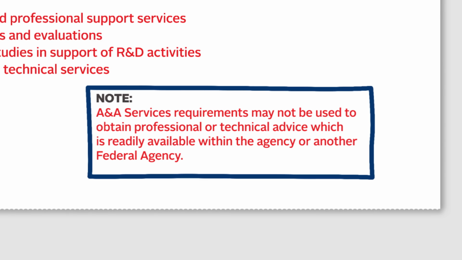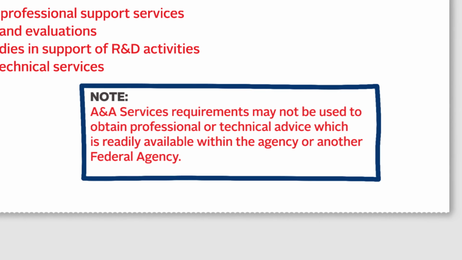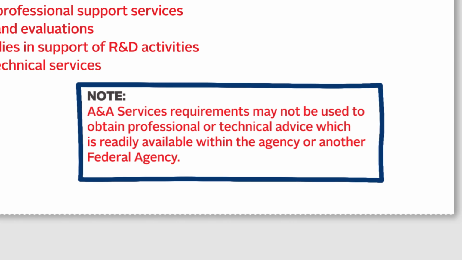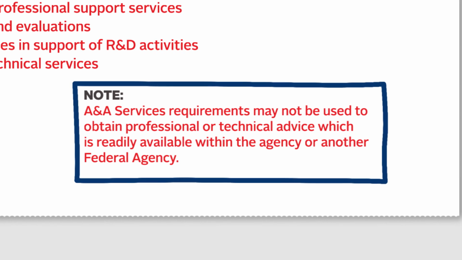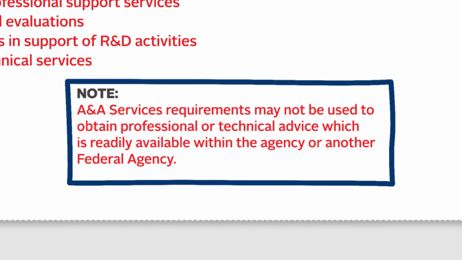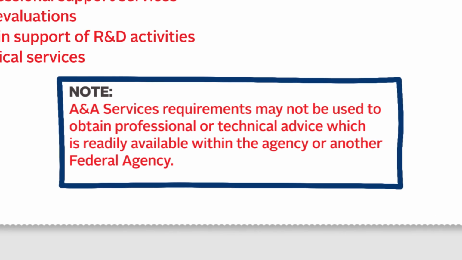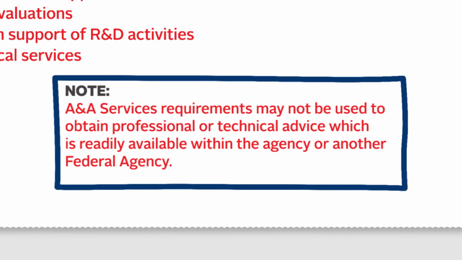You need to be careful when contracting for advisory and assistance services. The requirement cannot be used to obtain professional or technical advice which is readily available within the agency or another federal agency. Think of the professional or technical advice like a supply that exists in either inventories of the requiring agency or available for use from another agency.